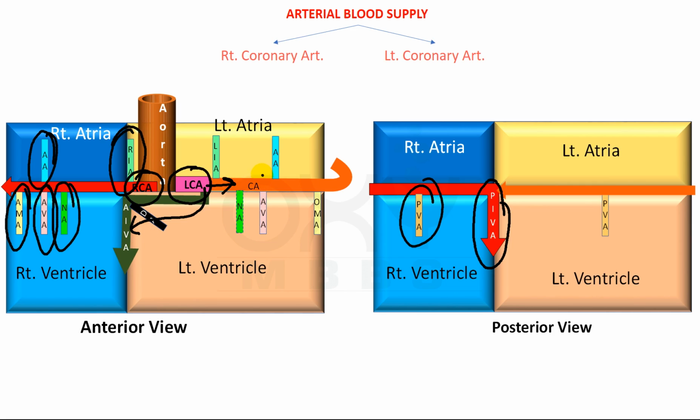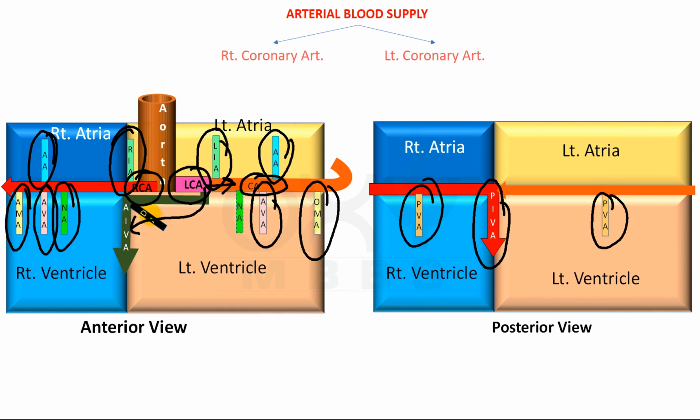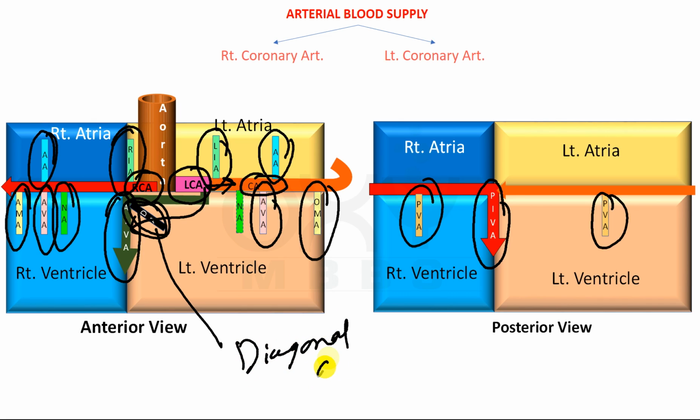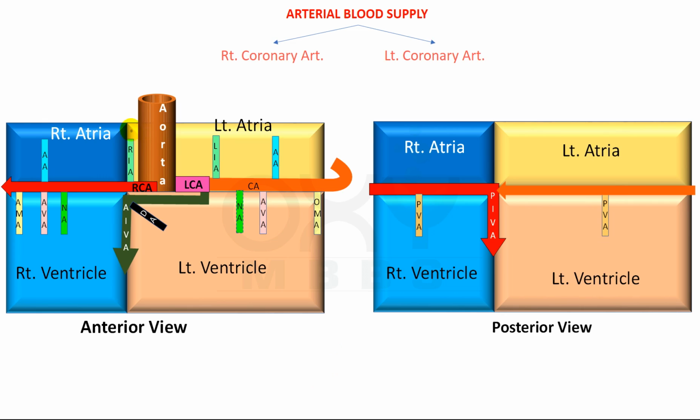Now the branches of the left coronary artery: first there is the circumflex artery and there is the anterior interventricular artery. The branches of the circumflex artery are the left infundibular artery, atrial branch, anterior ventricular branch, obtuse marginal artery, posterior ventricular branch, and the branch of the anterior interventricular artery is this one, the diagonal artery.